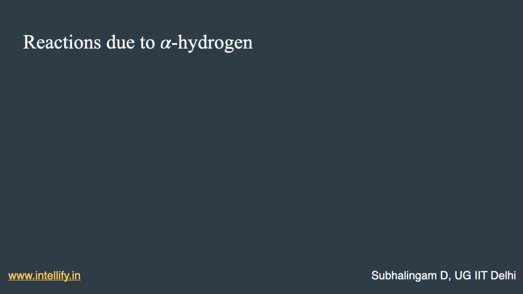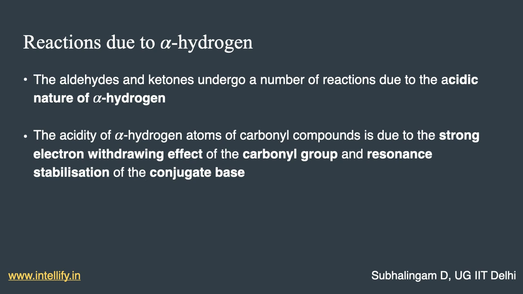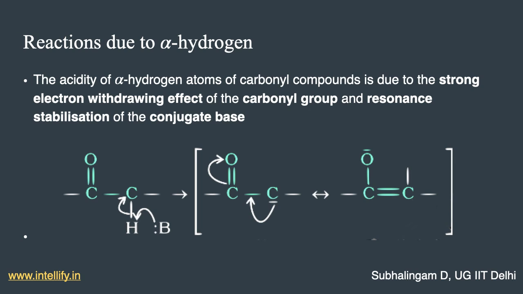Reactions due to alpha hydrogen. The aldehydes and ketones undergo a number of reactions due to the acidic nature of alpha hydrogen. By the way, I hope you know what an alpha hydrogen is by now. That is the hydrogen attached to the neighboring carbon of the carbonyl group. So if we have RCH2CHO, that H2 that is to the left of CHO is called alpha hydrogen. The acidity of alpha hydrogen atoms of carbonyl groups is due to the strong electron withdrawing effect of the carbonyl group and resonance stabilization of the conjugate base. So this is how the resonance stabilization takes place.